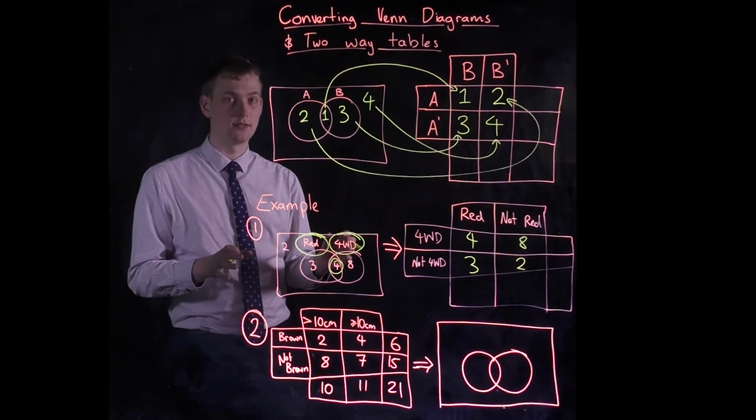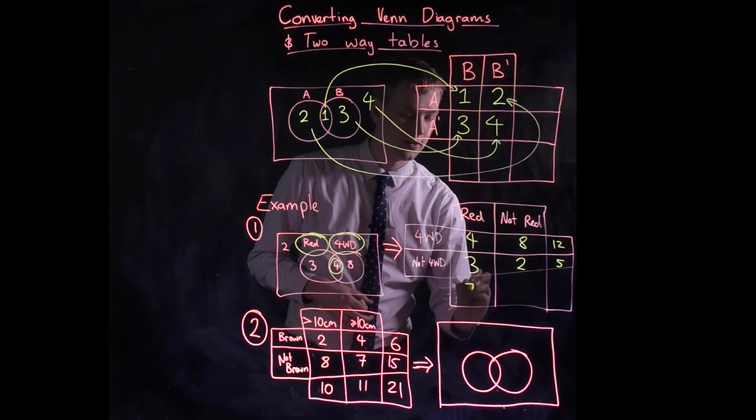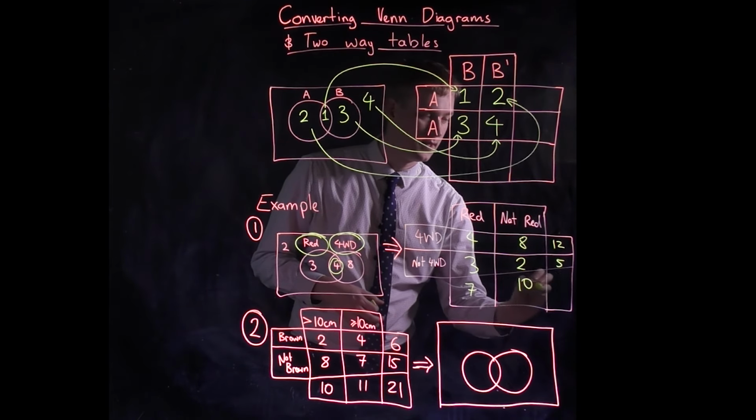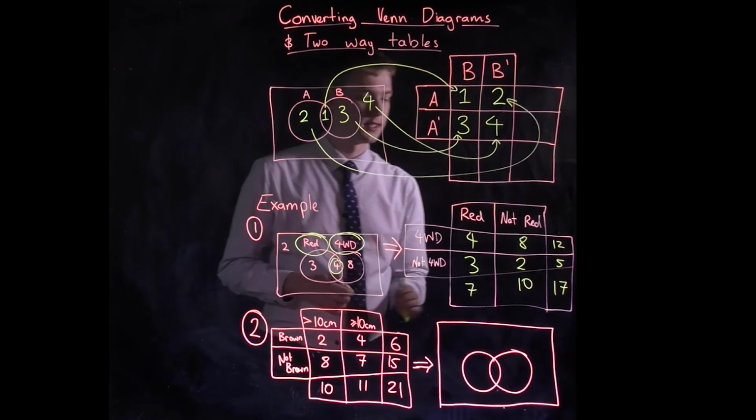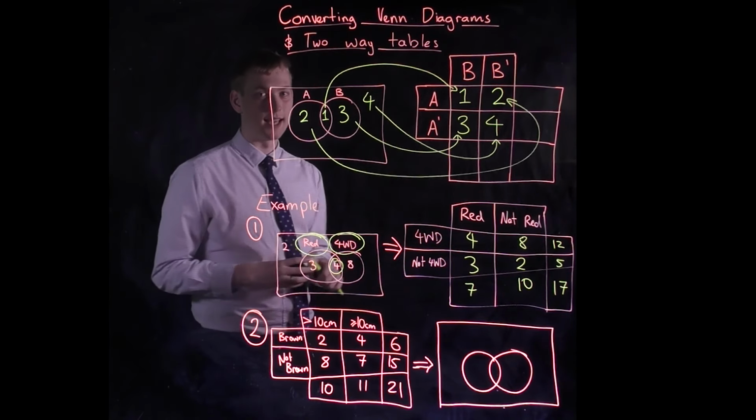Now our two-way table isn't finished, we need to add up our numbers. So we do that, and we get 17. All right, so that's how you convert from a Venn diagram to a two-way table.